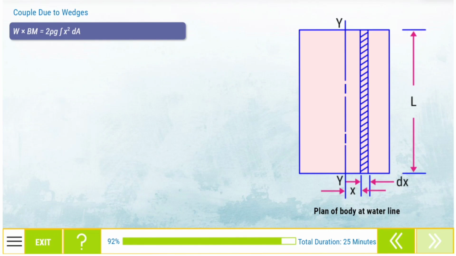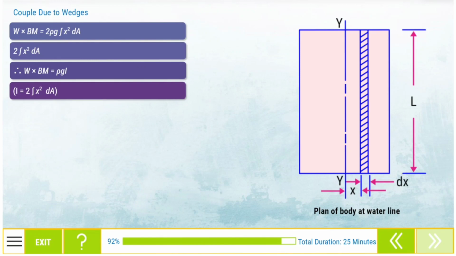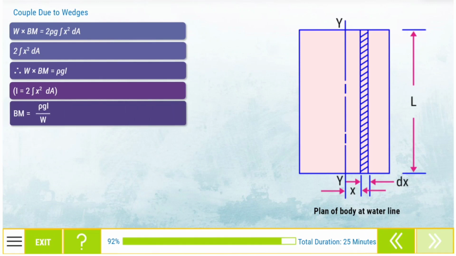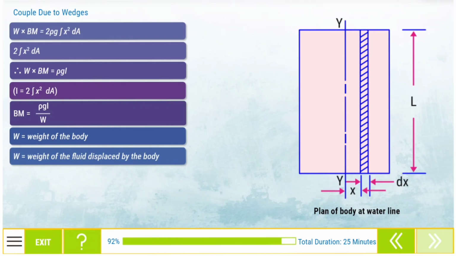However, from the image it is clear that 2 into the integral of x squared into dA is the second moment of area of the plane of the body on the water surface about the axis y'y. Therefore, W into BM is equal to rho into g into I, where I is equal to 2 into the integral of x squared into dA. BM is equal to rho into g into I divided by W. W is the weight of the body. W is also the weight of the fluid displaced by the body.